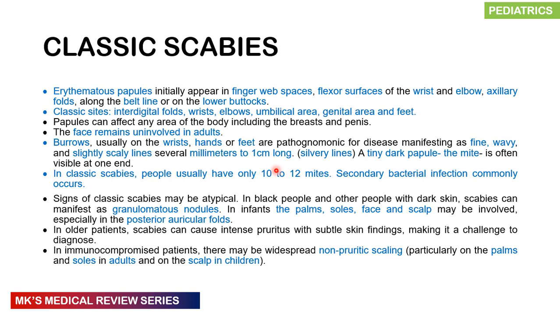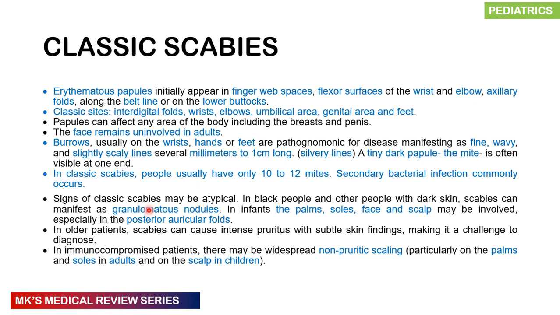Then, of course, the signs of classic scabies may be atypical, especially in black people or people of dark skin. So you get a manifestation of granulomatous nodules. In infants, you may get these nodules on the palms, the soles, the face, and the scalp. And then, of course, they may be in the posterior auricular fold. And in older patients, scabies can cause intense pruritus with subtle skin findings, and this makes the diagnosis very, very difficult for us to make.